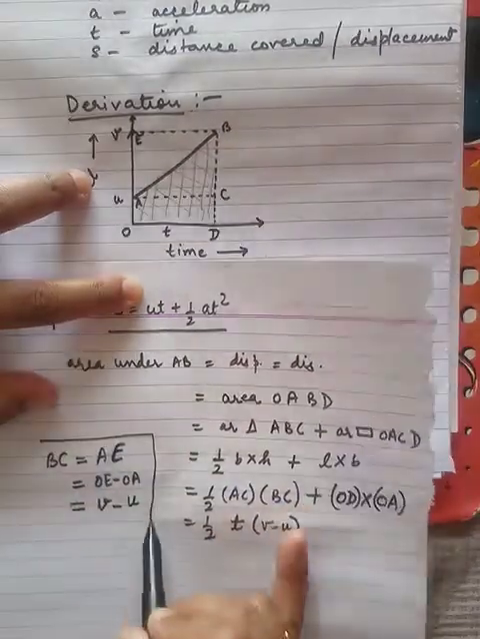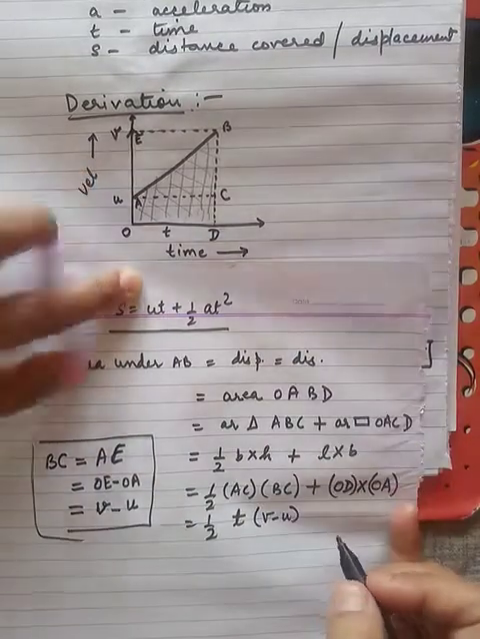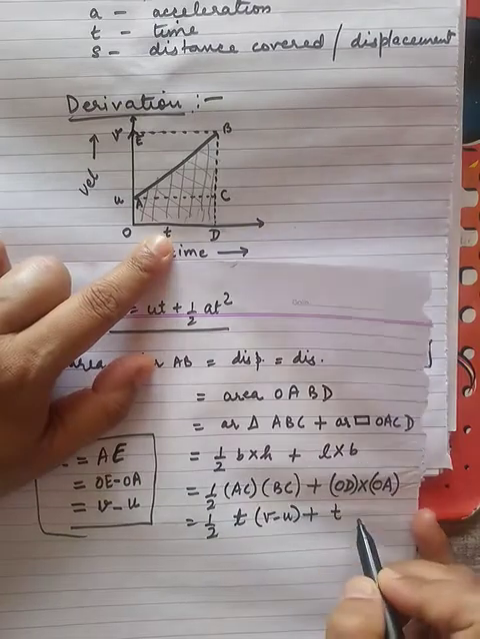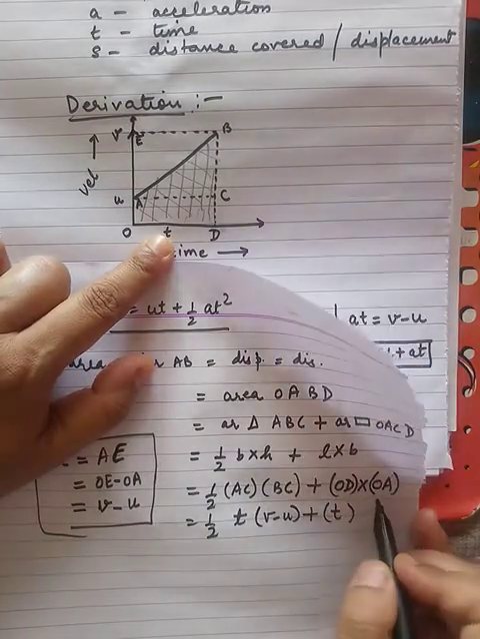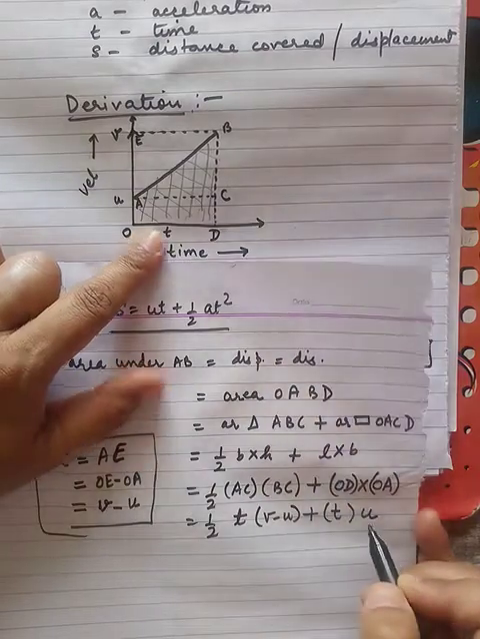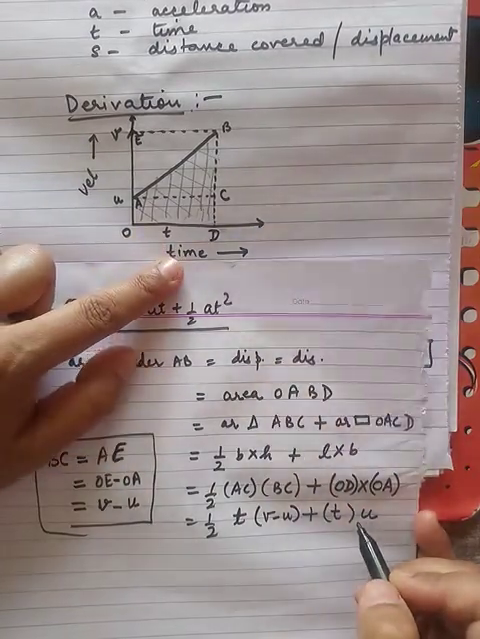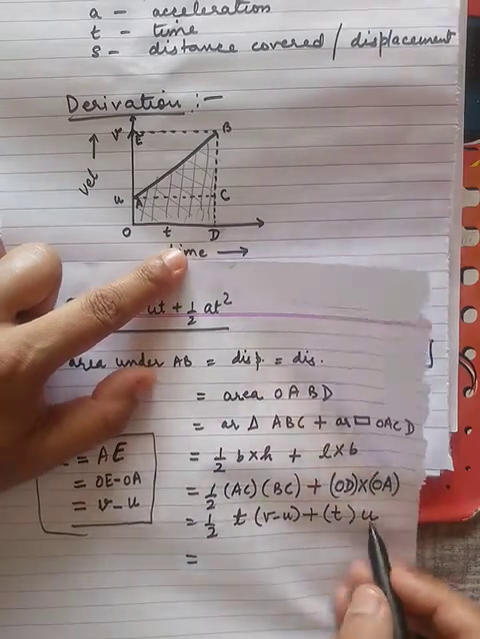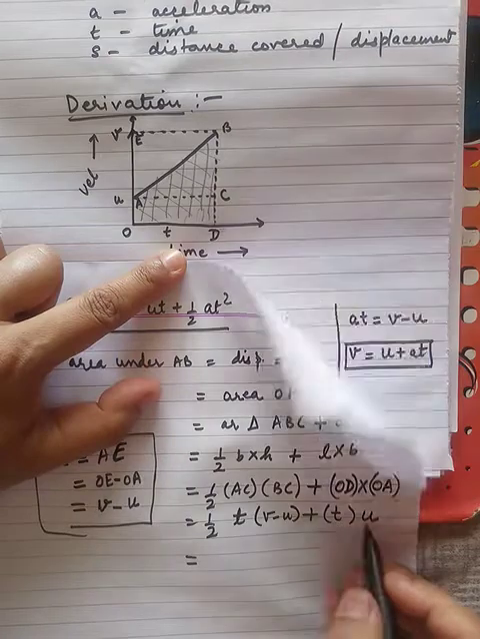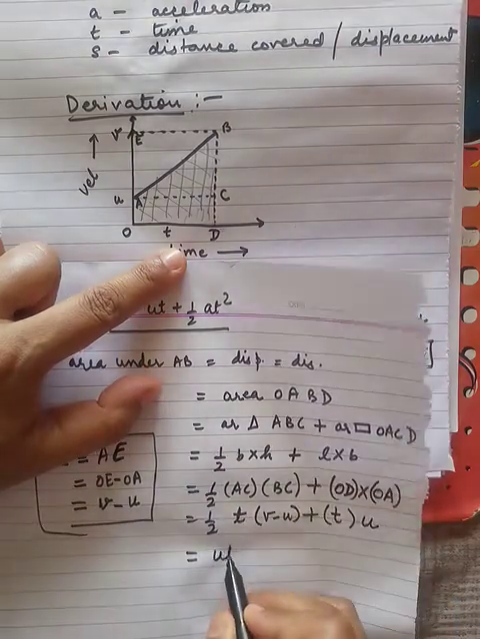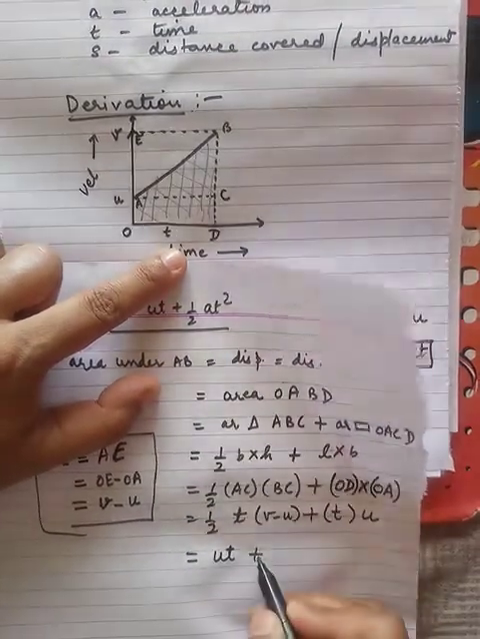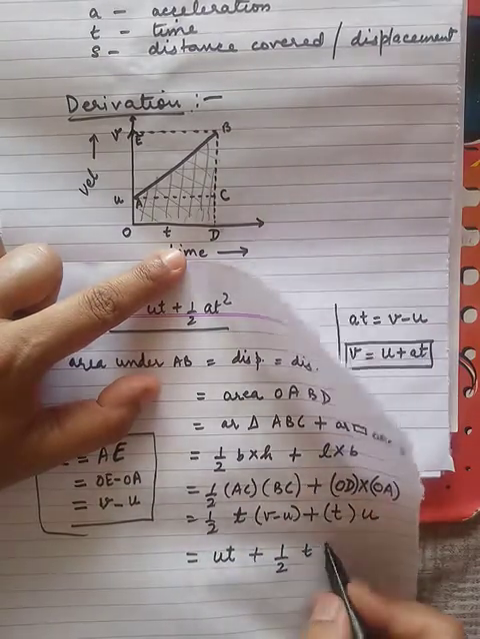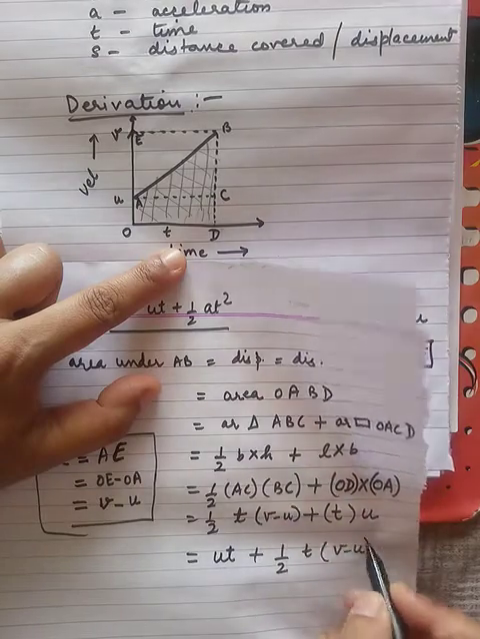This I am writing plus, what is OD? OD is again t multiplied by OA. What is OA? OA is u. So summing the equation parts we are getting, you can see, that is equal to u multiplied by t. So let us write it in reverse order: ut plus this portion, half t multiplied by (V minus U).